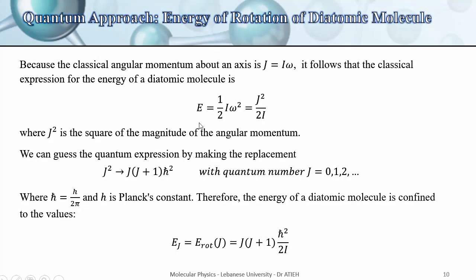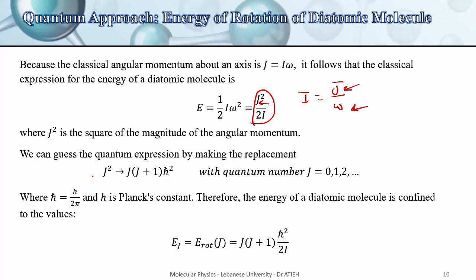According to classical mechanics, E equals half I omega squared. We have already seen that. We can replace omega with J over I, where J is the classical angular momentum and omega is the classical angular frequency. So we have this form: energy equals J squared over 2I. Remember that J here is the classical angular momentum.